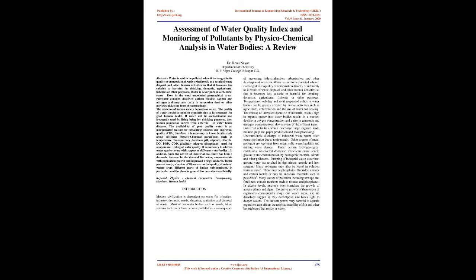In excess levels, nutrients overstimulate the growth of aquatic plants and algae. Excessive growth of these types of organisms consequently clogs our waterways, uses up dissolved oxygen as they decompose, and blocks light to deeper waters. This in turn proves very harmful to aquatic organisms as it affects the respiration ability of fish and other invertebrates that reside in water.